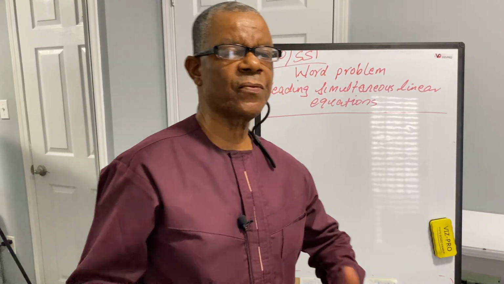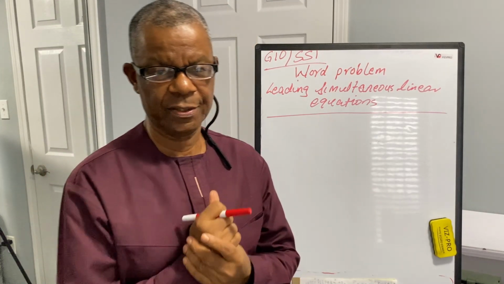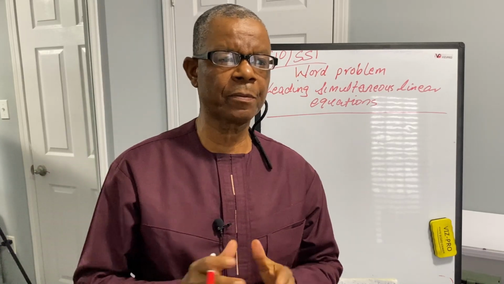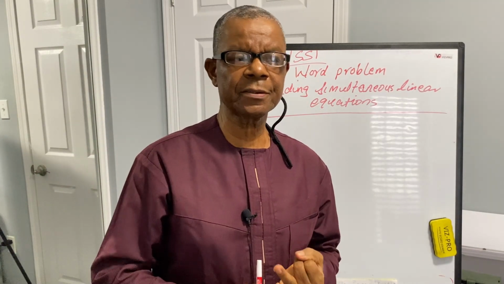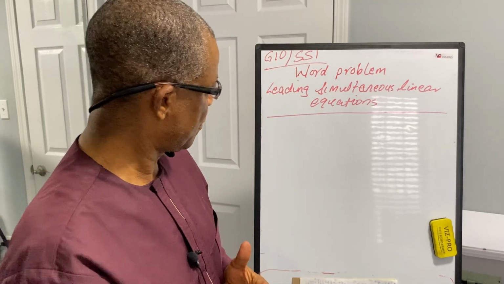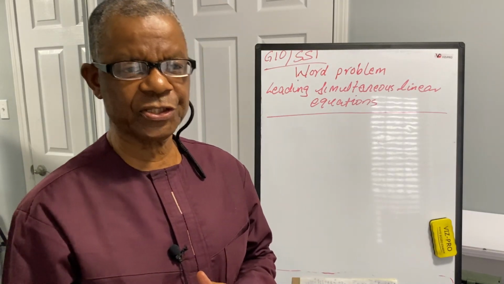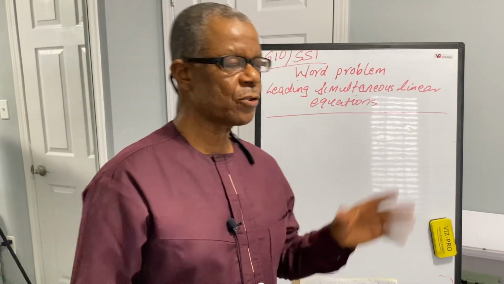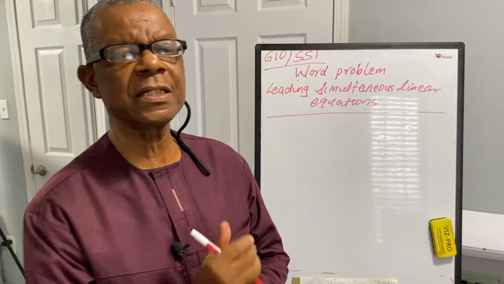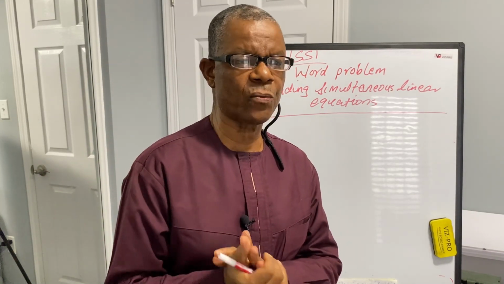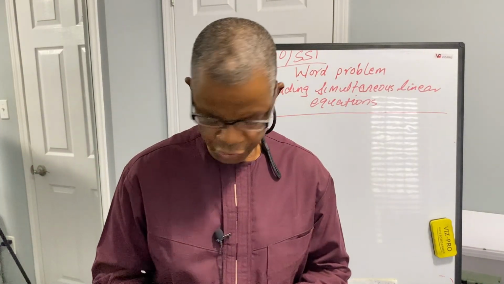Remember, previously we discussed simultaneous equations and the methods of solving them. That was elimination, substitution. Graph is one of them. We did not treat that graph. But let us first look at word problems that lead to simultaneous linear equations and use any of these methods to solve each of them.